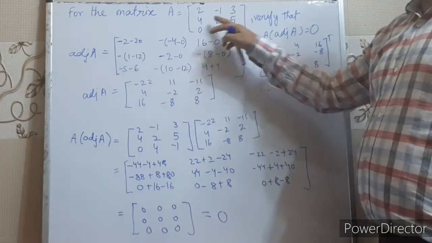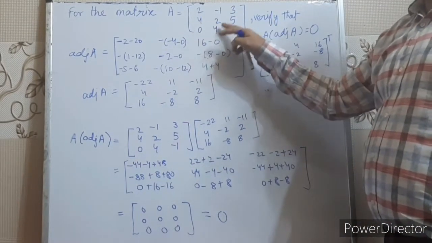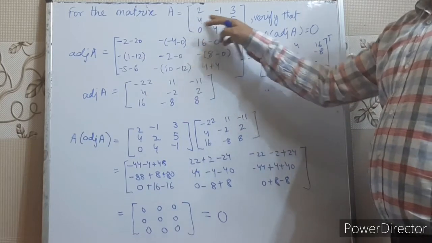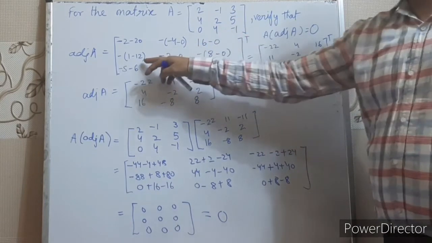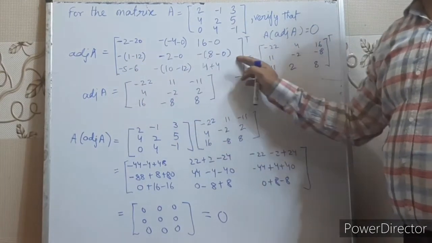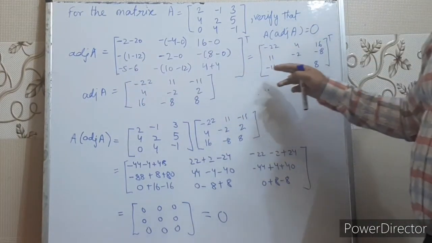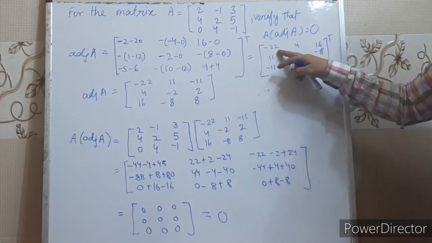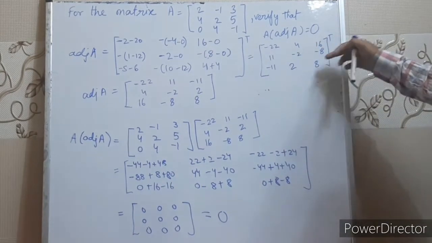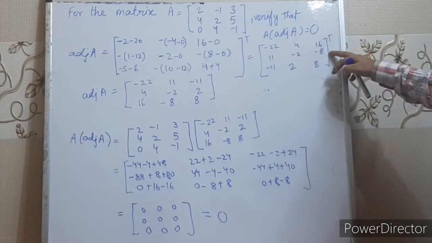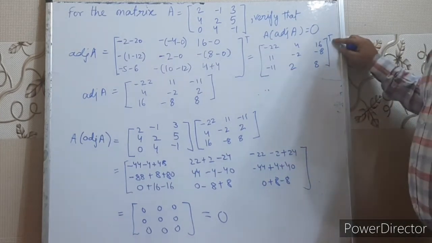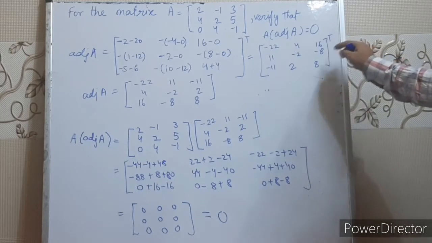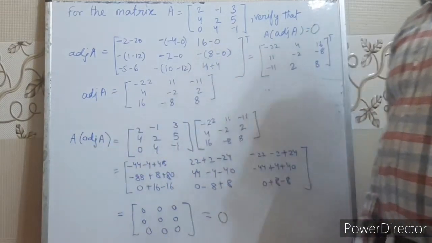Similarly, this will become 16. This row and this column cancel, 16 minus 0. Then again this row and this column cancel, 1 minus 12, and this place has a minus sign. In the same way you can calculate the cofactor matrix, and the values will come: minus 22, 4, 16, 11, minus 2, minus 8, minus 11, 2, 8. Right, children?